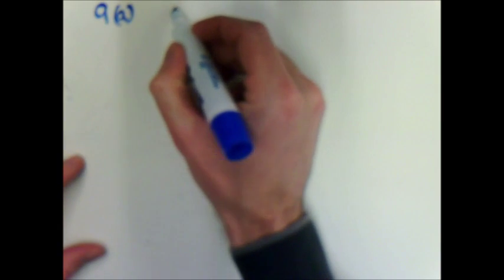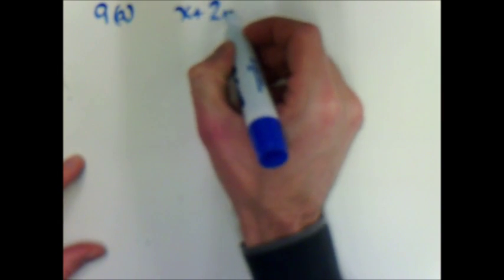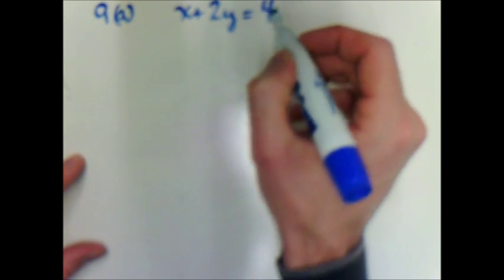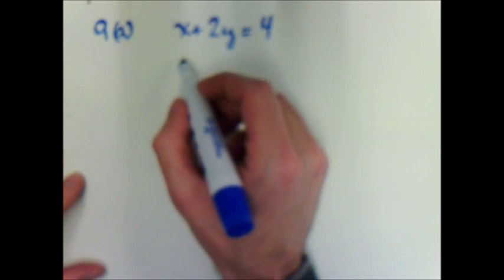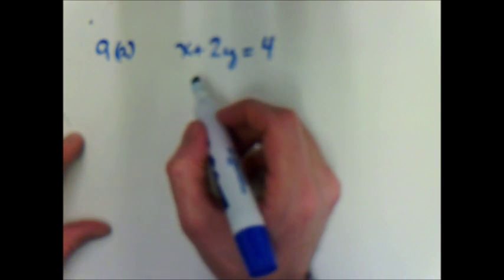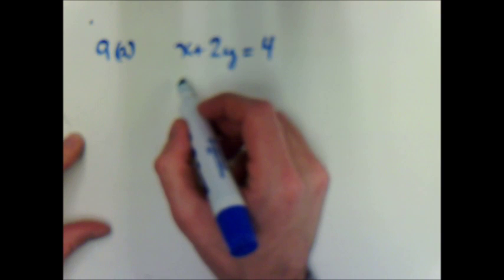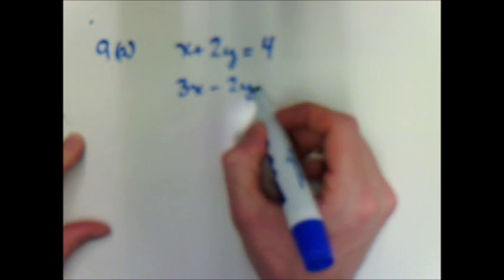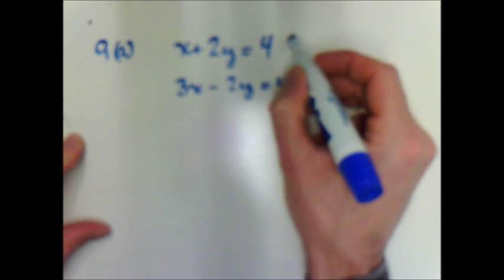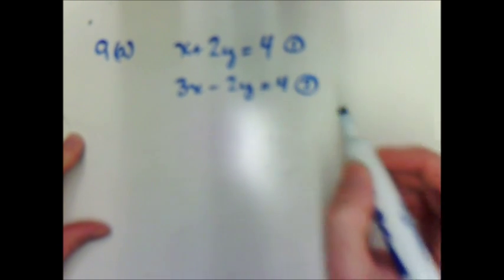So for 9a, I'm not going to do the whole problem. It's very similar to 8, but it says find the point of intersection for each pair of lines. Check your answers. But this time, the lines are not given to us in y equals mx plus b form. We have the line x plus 2y equals 4, and we have the line 3x minus 2y equals 4. Equation 1 and equation 2.